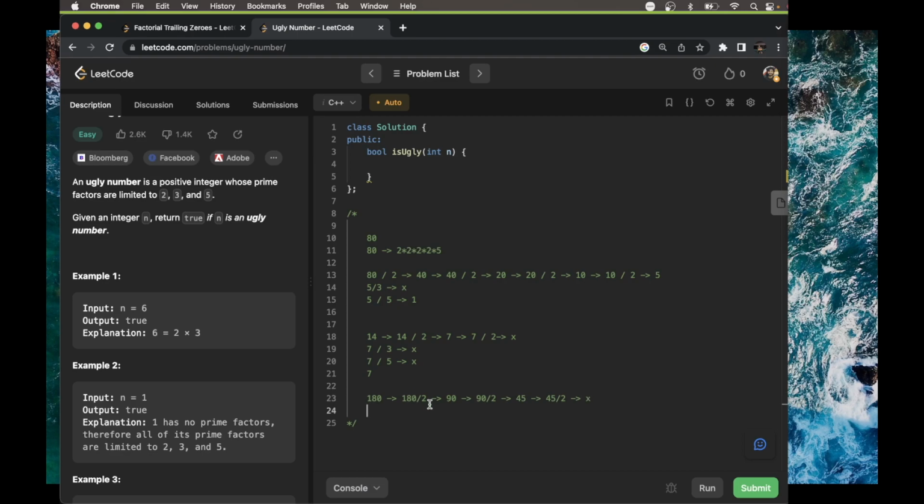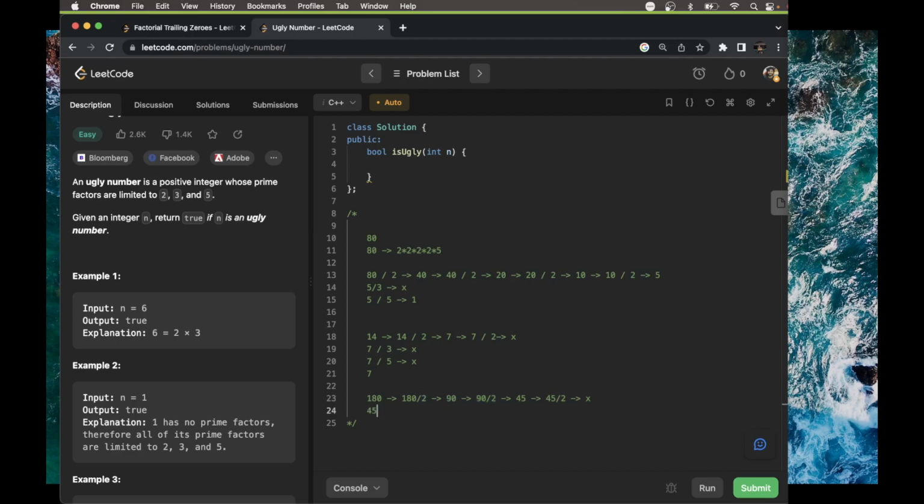So how many factors of 2 are there in 180? There are 3 factors of 2. So 2 raised to the power 3 is there. Looks good. Okay, now sorry, there are only 2 factors of 2, because at last we were not able to divide 45, right? So there are only 2 factors of 2, so 2 raised to the power 2 is there in 180.